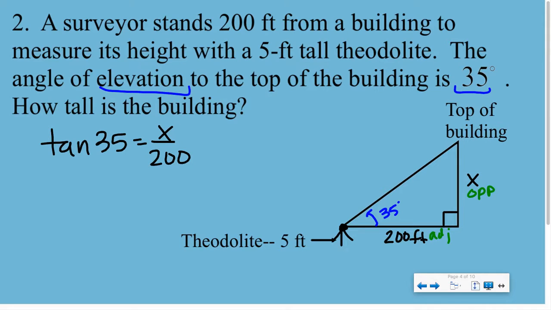Anna, how would you punch this into the calculator? Yeah, 200 times the tangent of 35. Haley, did you already punch it in? What did you get when you took 200 times the tangent of 35? About 140 feet? You guys agree with that? Okay.